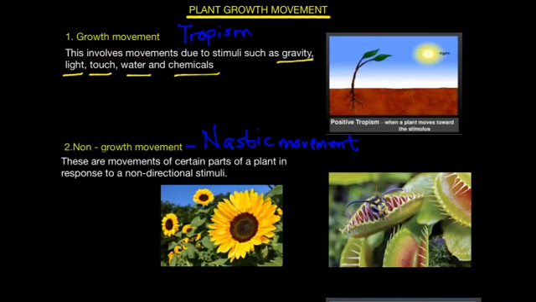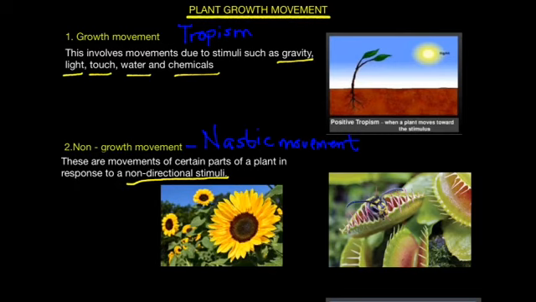Alright, so the second one is the non-growth movements, and this says that these are movements of certain parts of a plant in response to non-directional stimuli. Well, what that means, we'll be looking at in a few minutes.